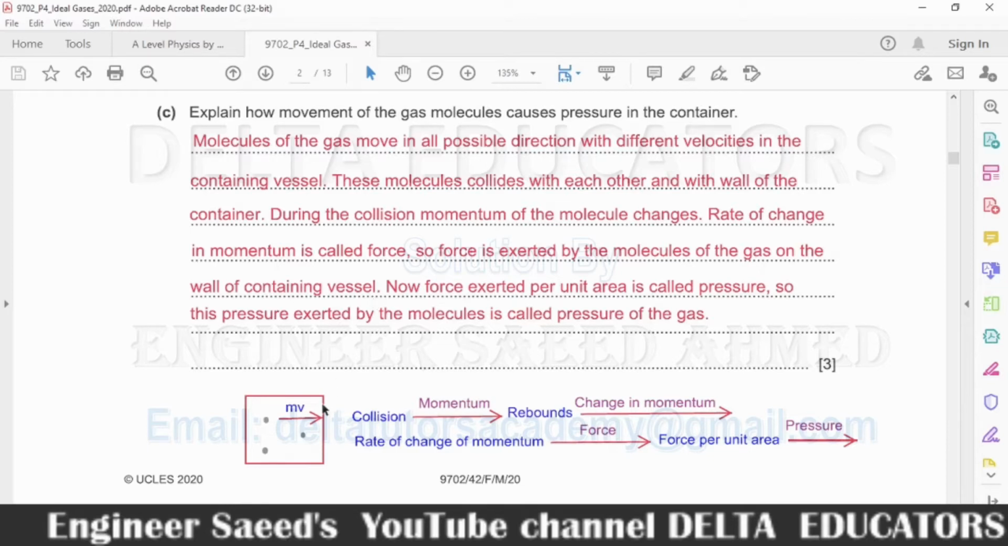Now force per unit area is called pressure. So force exerted by the molecules on the wall of the container divided by per unit area will be called pressure. So here we can say now force exerted per unit area is called pressure. So this pressure exerted by the molecule is called pressure of the gas.